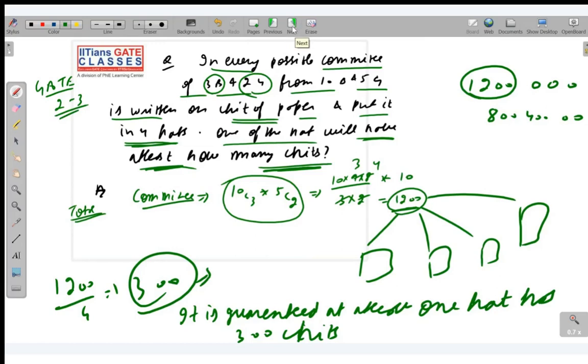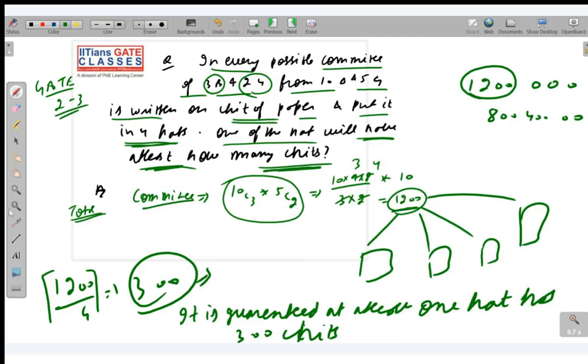Done? Okay. So here by chance 400 was divisible by 4. If it was not divisible, then we will take ceiling function. Pigeonhole principle we have already studied that. Like if we have 1201 chits, then obviously I will guarantee at least one will have 301 chits. That is for sure. If we have 1201 chits, so 1201 divided by 4, so I will say at least one of the heads will have 301 chits.